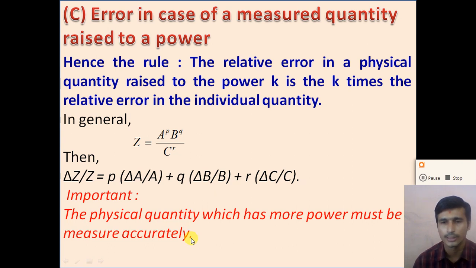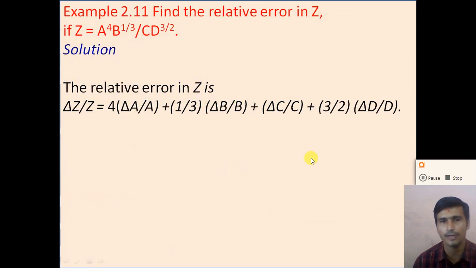So the physical quantity which has a higher power must be measured accurately, right? Now we understand with the help of an example. Example number 2.11. Find the relative error in Z if Z is obtained by A raised to 4, B raised to 1 by 3 divided by C D raised to 3 by 2.